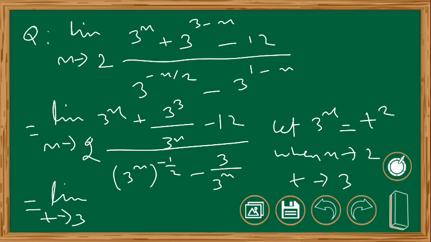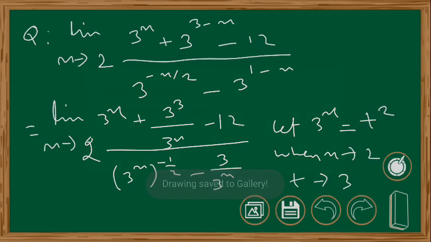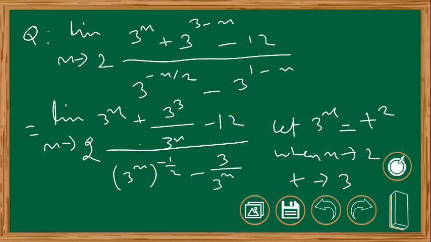Then this one will be t plus 27 by t square minus 12 whole divided by t. So let me use another page in order to write this one, right? Let me save this page first. Look at this, this is 3t plus 27 by t square minus 12, and this is t square to the power minus half and minus 3 by t cube. Okay, so look at this, that is equal to limit t tends to 3.